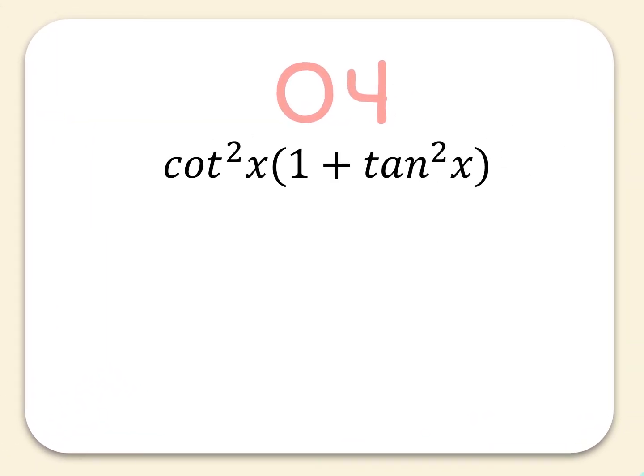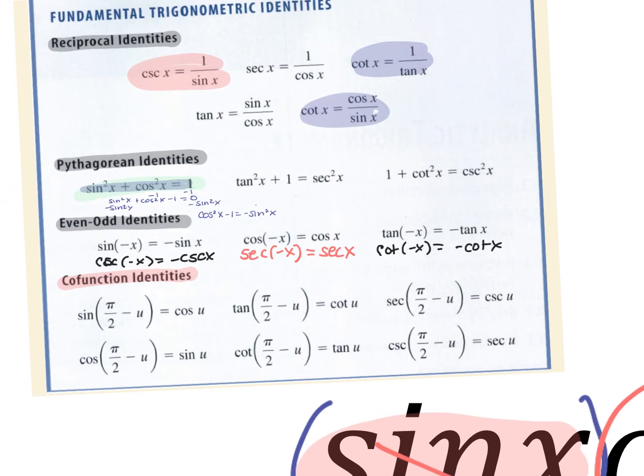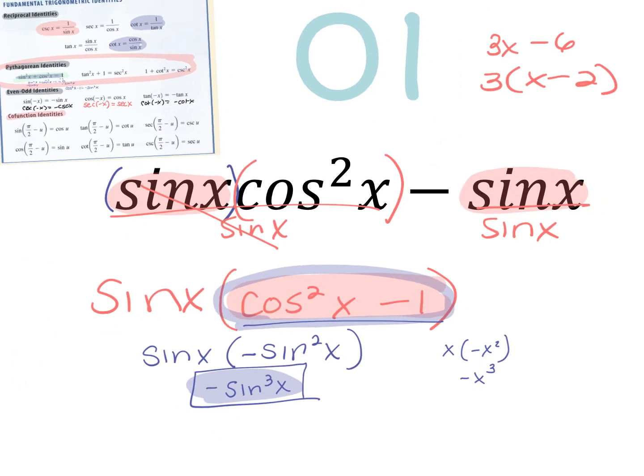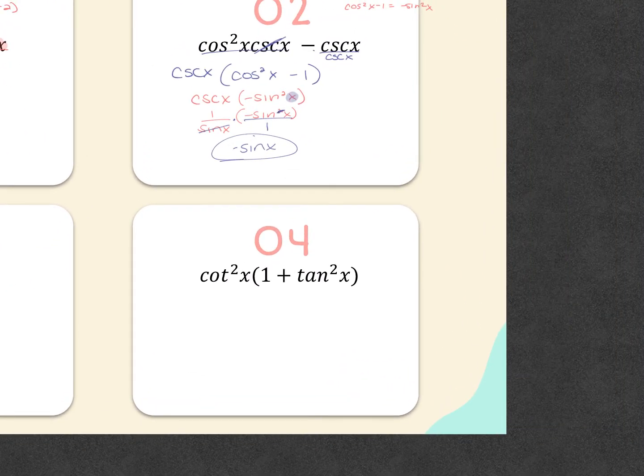All right, now go to 4. Cotangent squared of x times 1 plus tangent squared of x. As soon as you see those squareds mixed with a 1 or 2 things being added together that are squared, you want to go back to your Pythagorean identities. So the one that says tangent squared plus 1 equals secant squared.